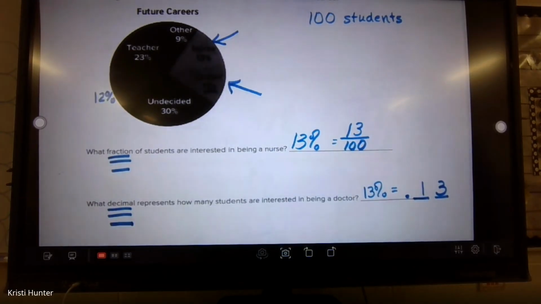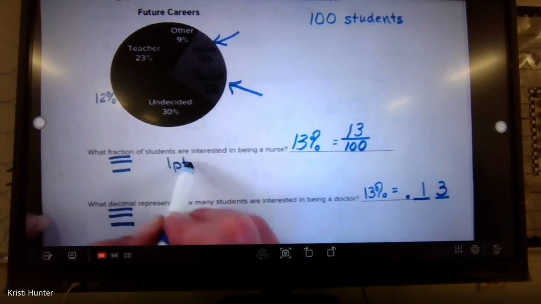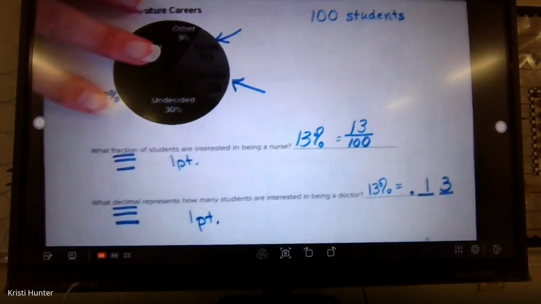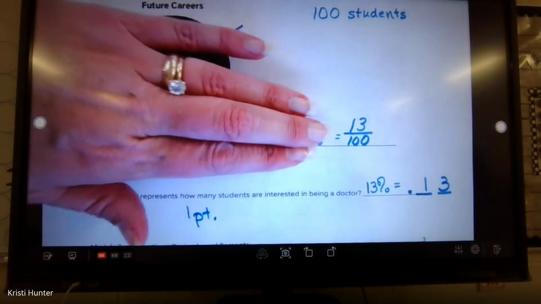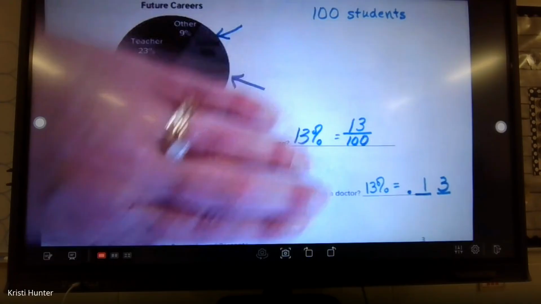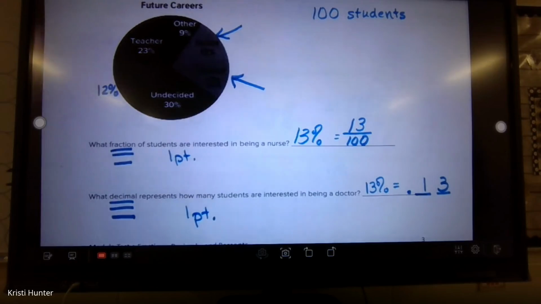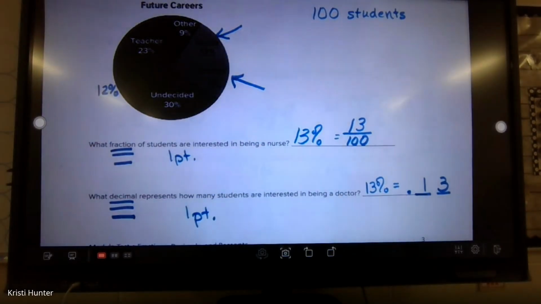This is going to be a 2-point problem. You get 1 point here, 1 point here. To get both points, you're going to have to make sure you have your fraction. You're going to have to make sure you have your decimal. Read your questions carefully.